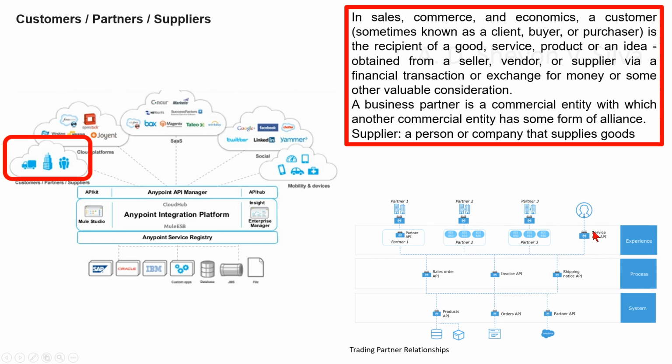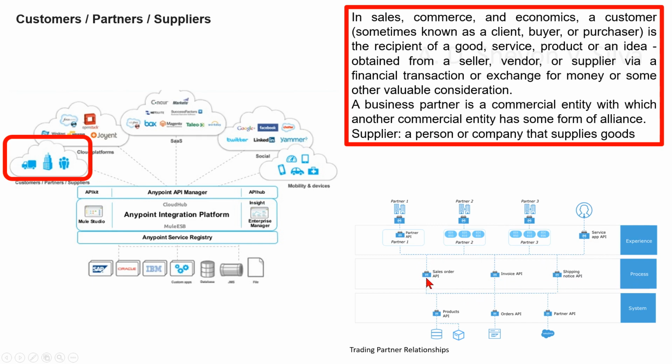These are in the experience layer. Here partner 1, partner 2, partner 3, and service API interact with the sales order API, invoice API, and shipping notice API. Sales order API, invoice API, and shipping notice APIs are in the process layer.